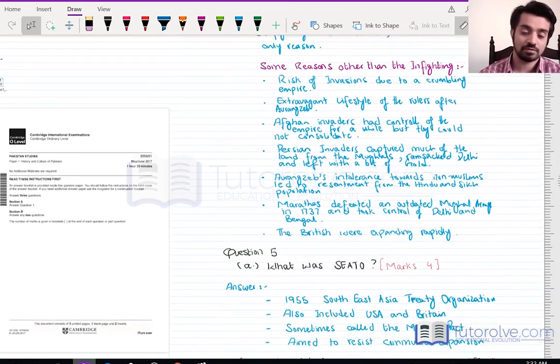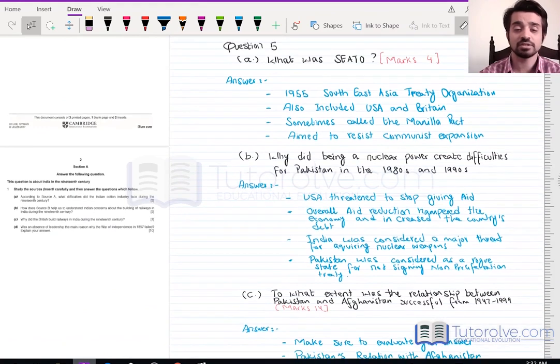So we've attempted question number 5 for this past paper just to make sure that every aspect is covered. This question 5 is usually done from the modern standpoint of Pakistan, basically from the era of 1947 to 1999. So question number 5, part A, what was SEATO? It was basically the Southeast Asia Treaty Organization established in 1955, which included the USA and Britain. This was a bloc created to stop communist expansion reaching Southeast Asia.